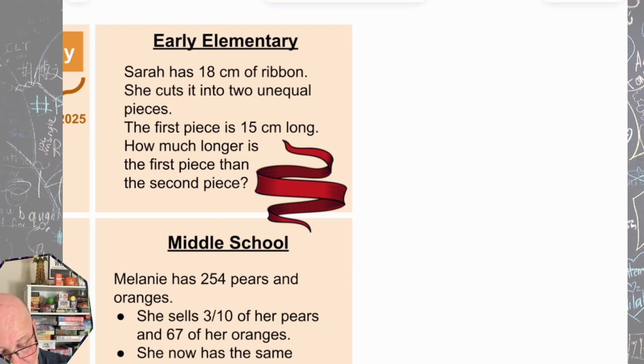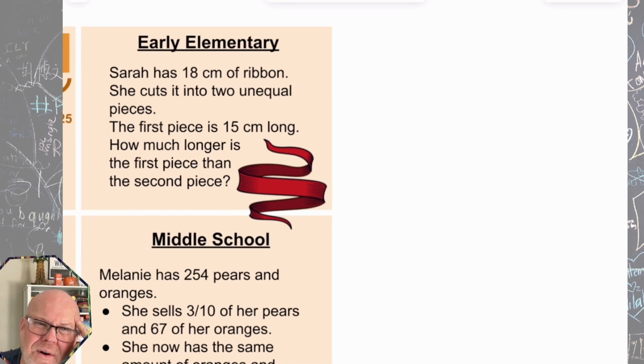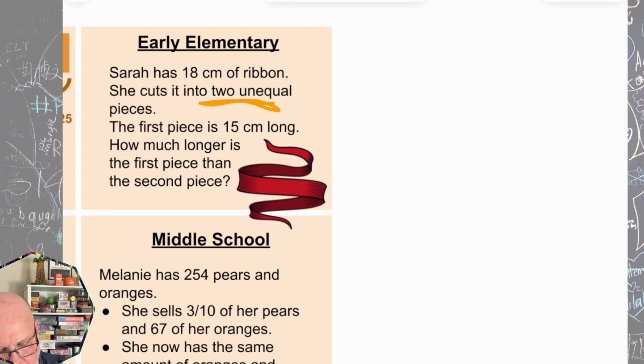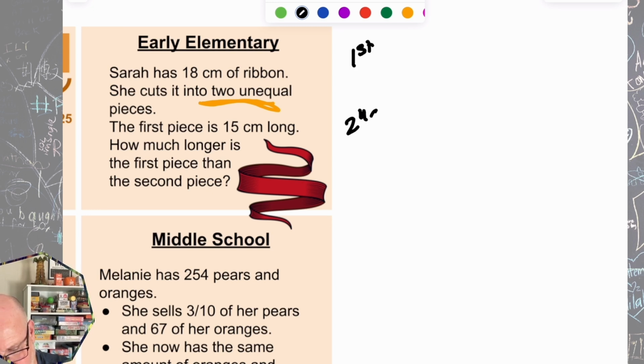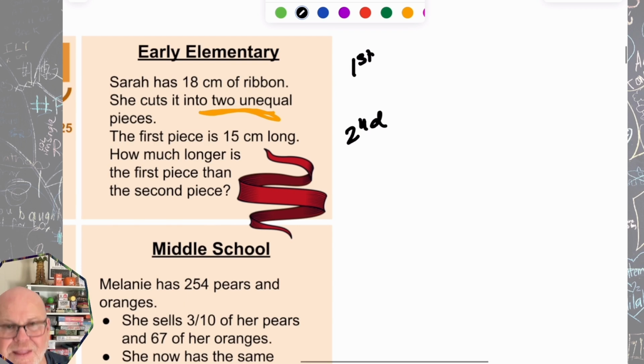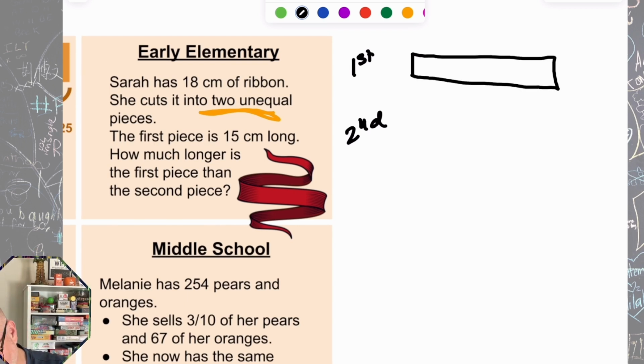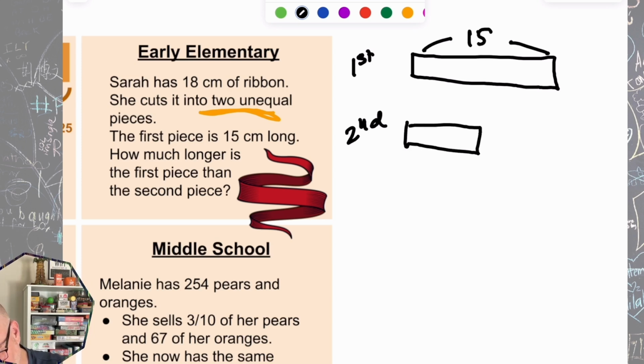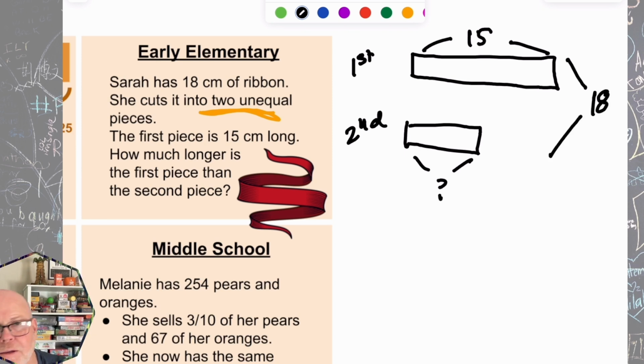So there's a lot going on, but what I hear is that this is actually a 2-tape diagram problem, because it says she cuts it into 2 unequal pieces. So I'm going to call this the first piece, and this the second piece. And it says that one is 15 centimeters long. All right, so that's this one right here. And we don't know what this one is, but we know altogether it's 18 centimeters.